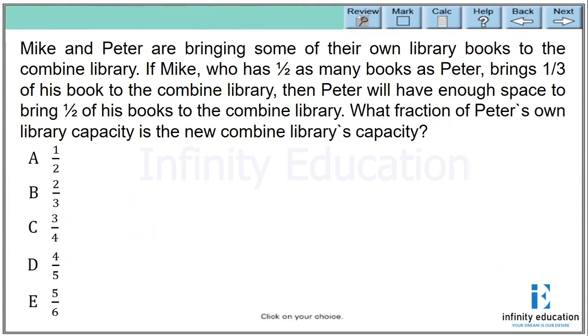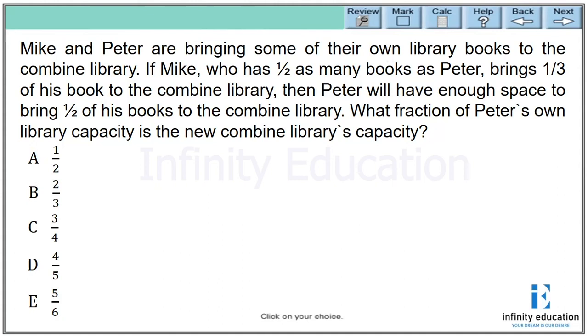Mike and Peter are bringing some of their own library books to the combined library. Okay, so there are 2 different things, own library and combined library. If Mike, who has half as many books as Peter, brings 1/3 of his books to the combined library, then Peter will have enough space to bring half of his books to the combined library. So what fraction of Peter's own library capacity is the new combined library's capacity?